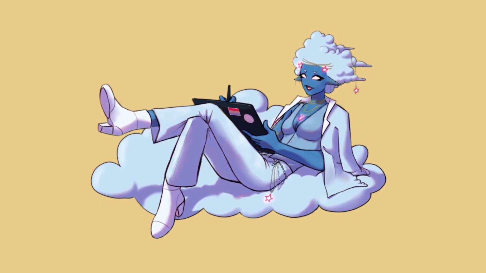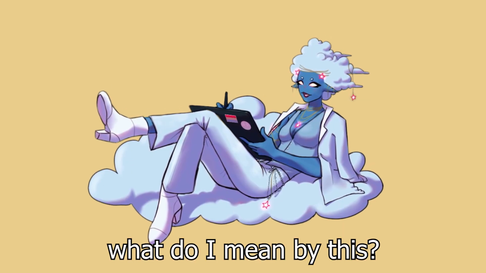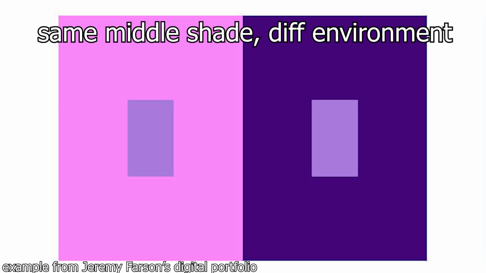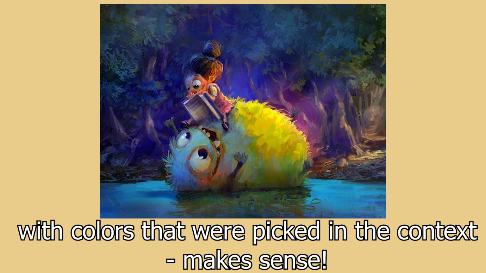Now, all of these color relations exist in some sort of color context. What do I mean by this? Well, simply put, you can't isolate a color from its environment. It has to make sense and go well with the hue, saturation, and brightness of the overall image.